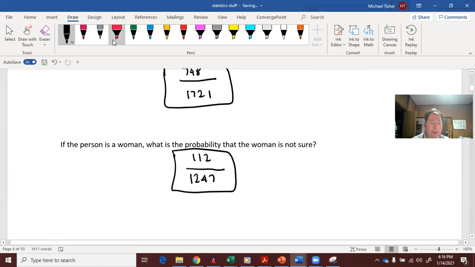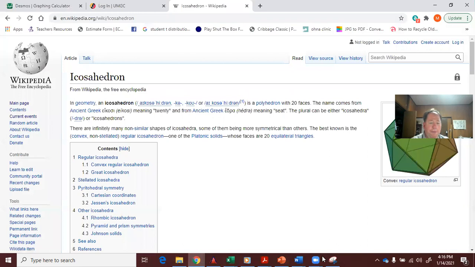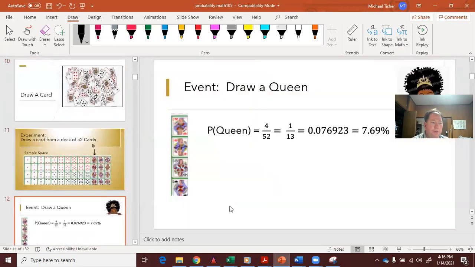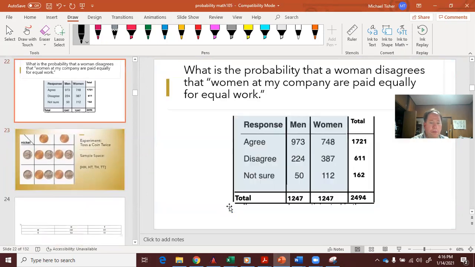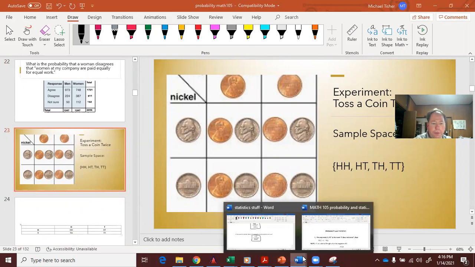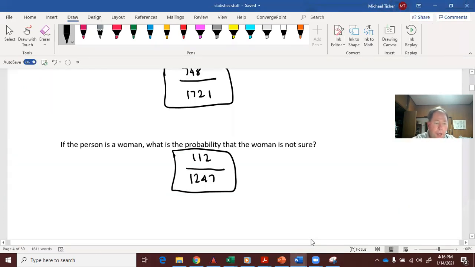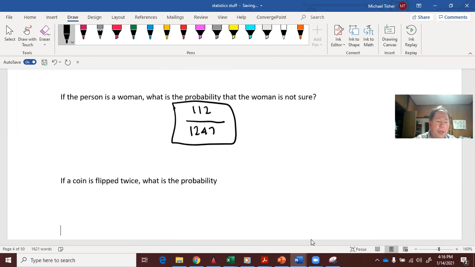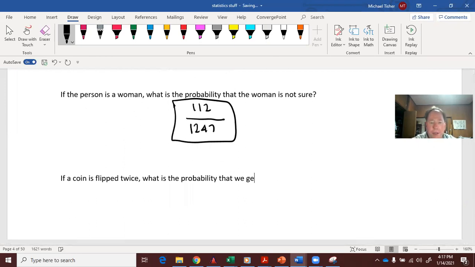Now let's do this complicated problem I was telling you about earlier. Instead of flipping one coin, let's flip a coin twice, or we can think of this as flipping two coins, either way. So if a coin is flipped twice, what's the probability that we get two heads?